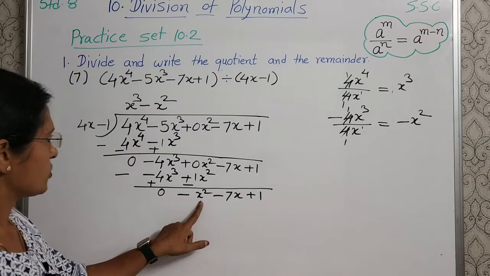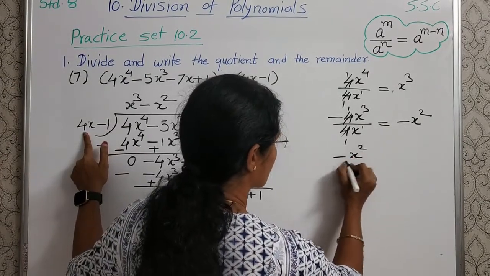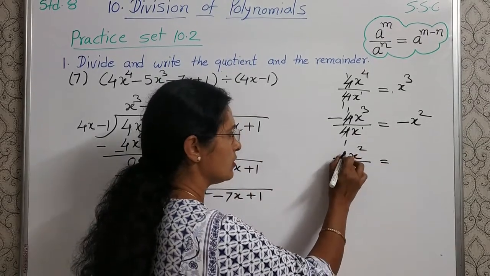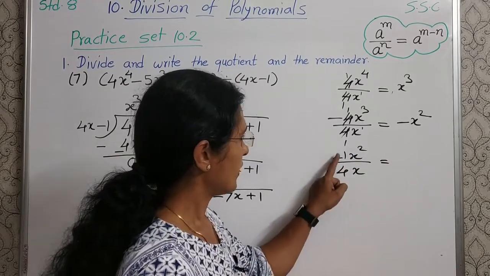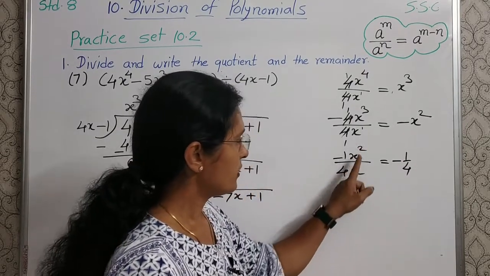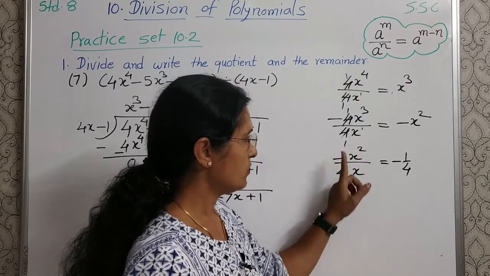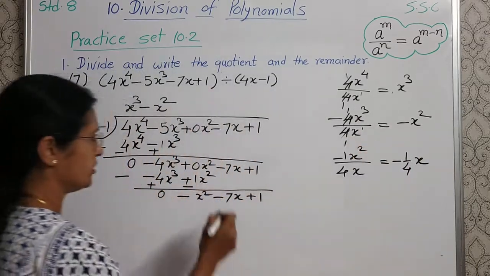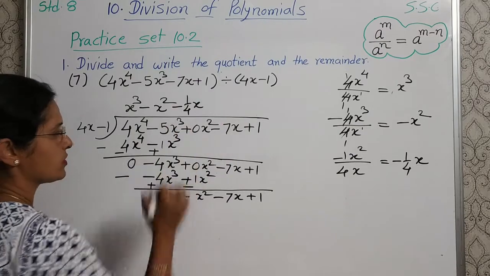Now minus x square divided by 4x. Now see here the coefficient is 1 and you can't simplify this. So minus 1 by 4 is here and x square by x. So using this law, 2 minus 1 is 1. So x raised to 1, it means x. This is the quotient now, minus 1 by 4 x.